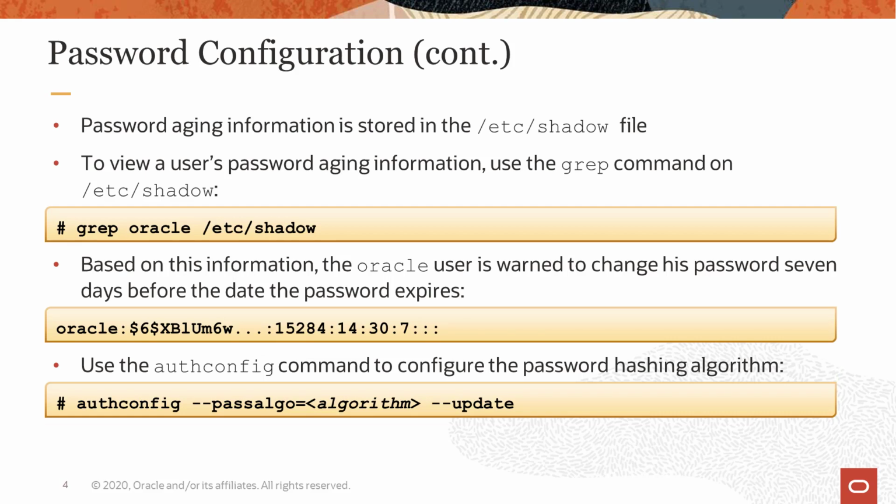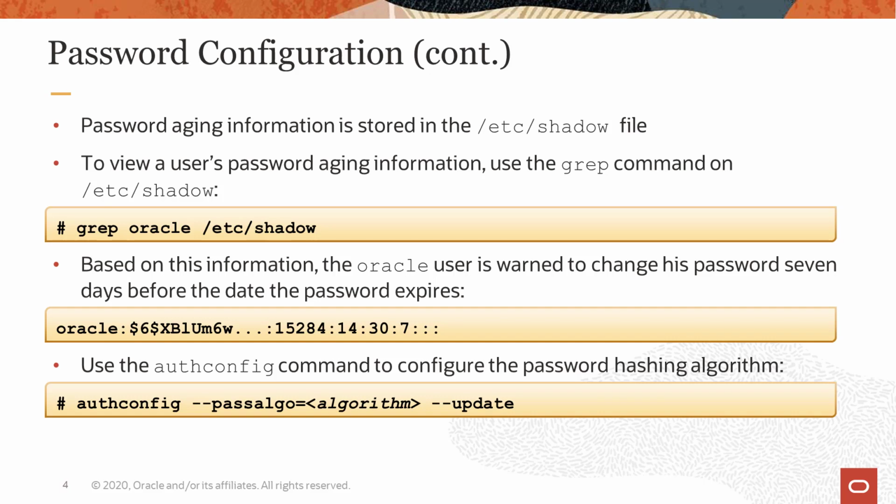Password aging information is stored in the /etc/shadow file. To view a user's entry before making any changes, use the grep command on the user's /etc/shadow file. As shown, the Oracle user is warned to change his password 7 days before the date this password expires. Also, the user cannot change his password for 14 days. And the maximum password age set to 30 means the user has 16 days remaining before having to change his password.